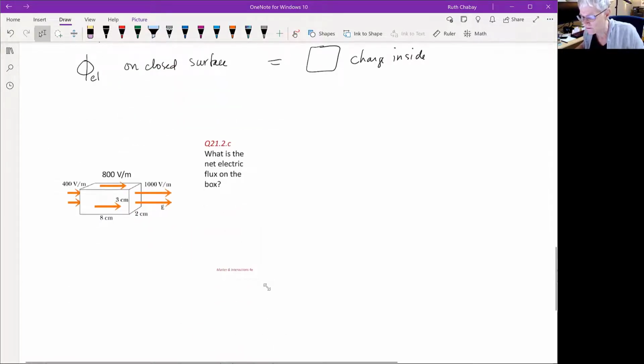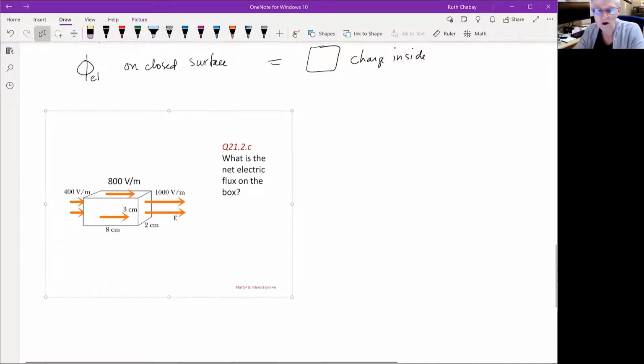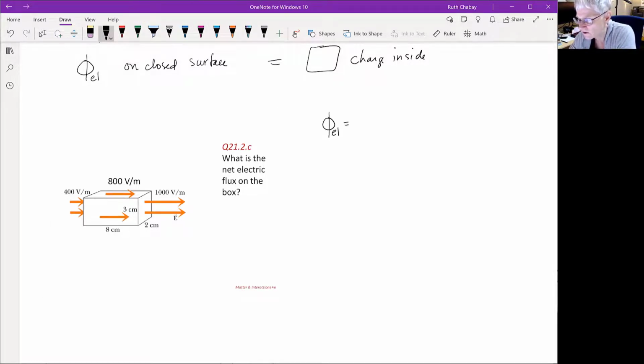So here's a question of what's the net electric flux on this box. And what we need to do is add up the flux on every piece of the surface and then sum those. So what we're going to get here is the electric flux is equal to the flux on the left end plus the flux on the right end plus the flux on the top plus the flux on the front plus the flux on the back plus the flux on the bottom.